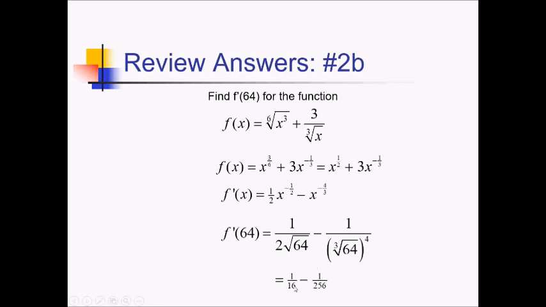Common denominator would be 256. 1 over 16 is 16 over 256. So subtracting 1 from that, we get 15 over 256.